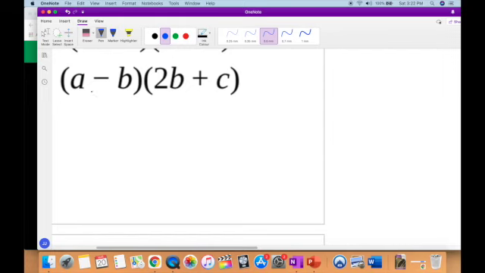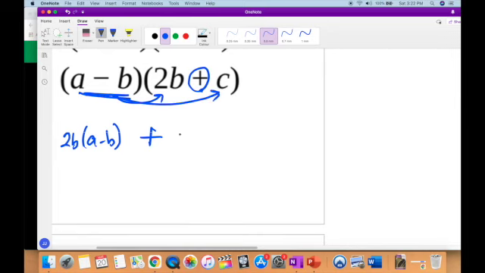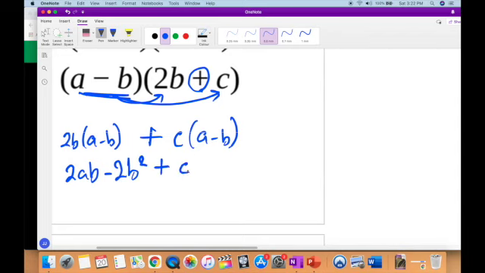Same thing with this here now. I'll take this and multiply it by the first term. So that's 2b being multiplied by (a minus b), plus this multiplied by the second term. So that's c getting multiplied by (a minus b). Okay? So I could see here that I have 2ab minus 2b squared plus c times a, so let me call it ac, minus bc, right? And I don't think anything here could combine, ac can't be subtracted from bc.